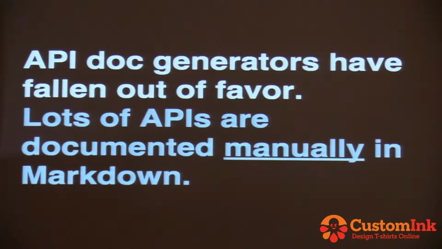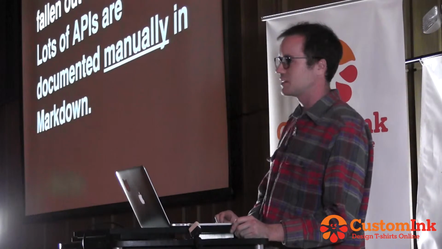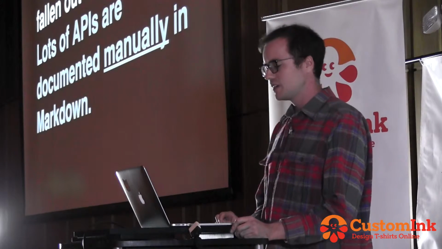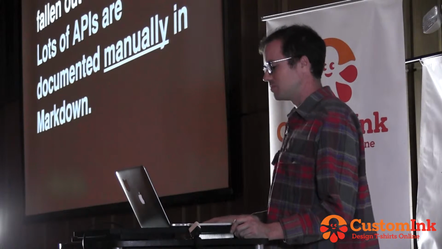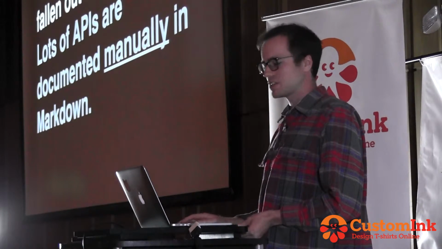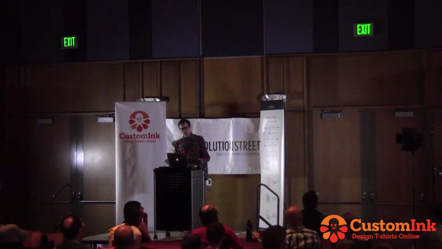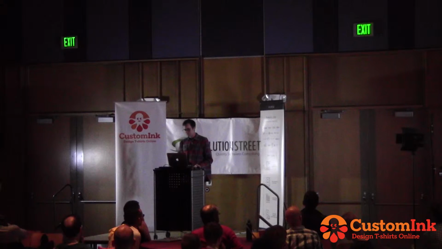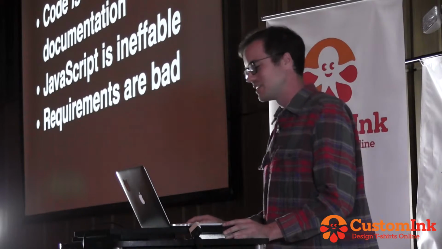As I was saying, documentation generators have fallen out of favor. If you ever read the Node.js documentation, for instance, it's managed as a big markdown file. If you read the documentation for Segment, it's managed in Jekyll. People generally don't write documentation this way, and there are lots of critiques of why this is a bad idea. That it's verbose, or that code is documentation. Hopefully I don't need to debunk the notion that code is documentation. And also, my least favorite is that JavaScript is ineffable: that JavaScript has a flexible type system, and thus we can't describe it.